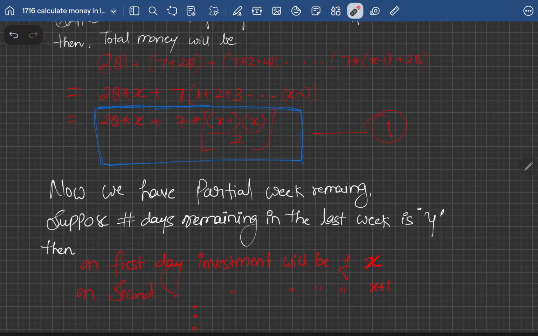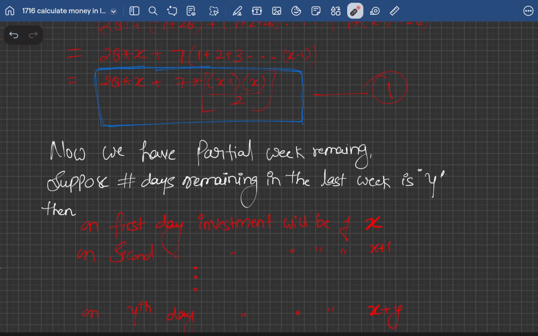Now the question is, suppose the number of days given is not a multiple of 7, basically it is not a whole week. Then we have to find out the balance that Hershey is investing in the last, partial week.